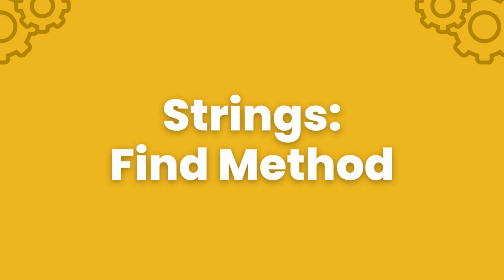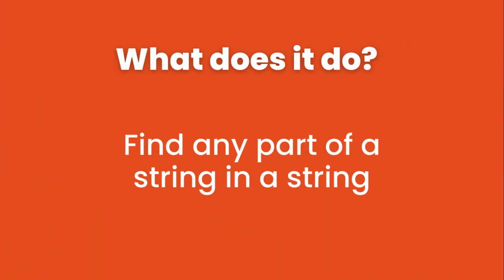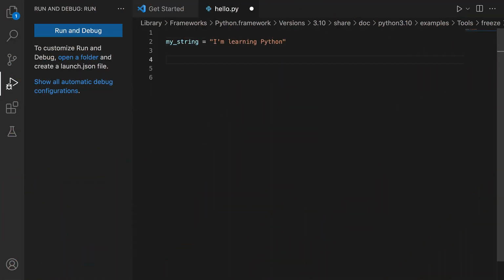Hey guys, in this video, you're going to learn about the find method in strings. The find method basically allows you to find any part of a string in a string. For example, if I had the string "I'm learning Python" stored in a variable called my_string, and I wanted to find where the word learning is in the string, then I would use the find method.